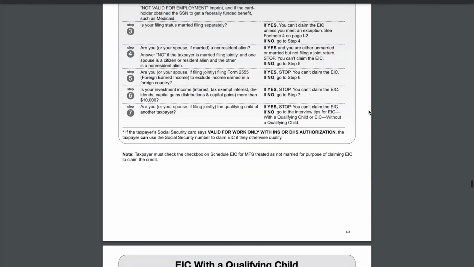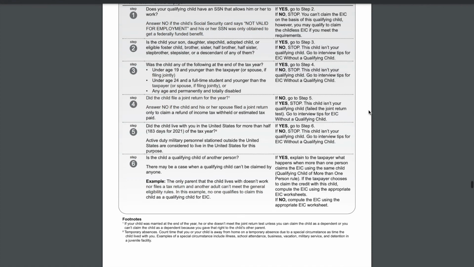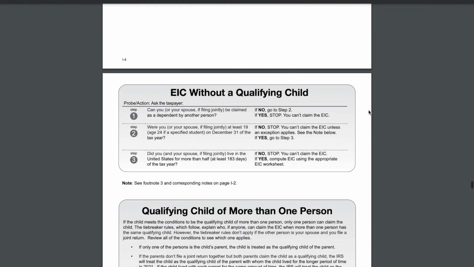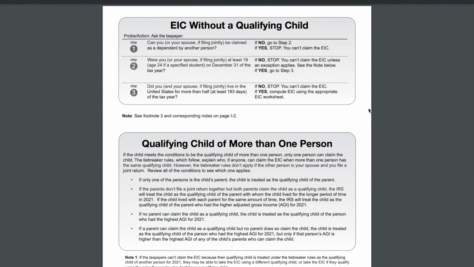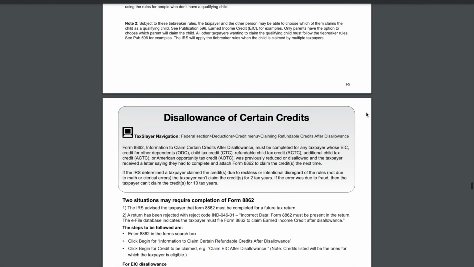So here it's just talking about more general eligibility rules, the EIC with a qualifying child, which we talked about in the lecture, that there are separate rules for individuals depending on their life circumstances, and the EIC without a qualifying child. And here are the rules if there is a qualifying child of more than one person involved. But again, TaxSlayer is going to do a lot of that work for you.